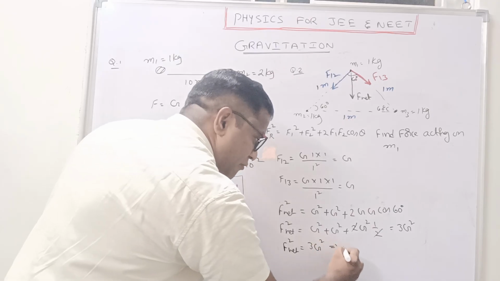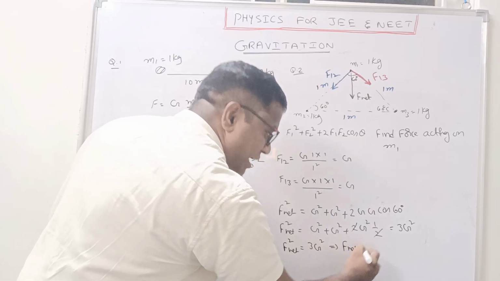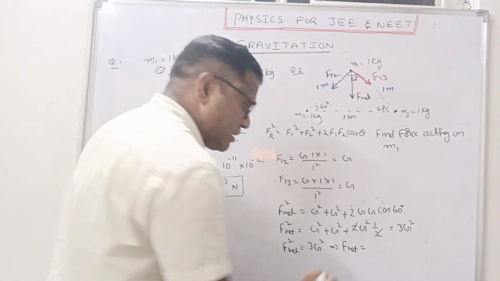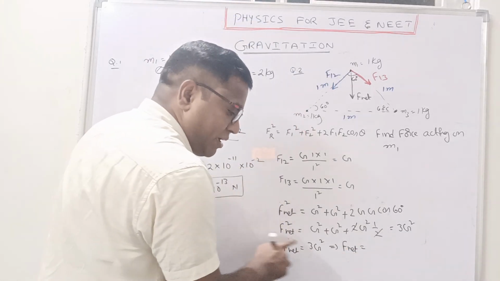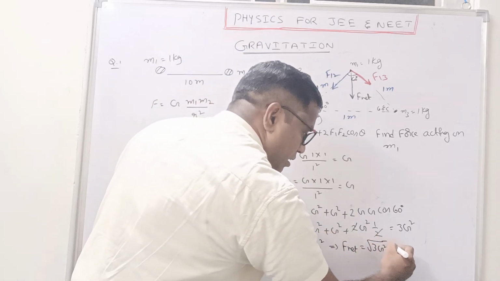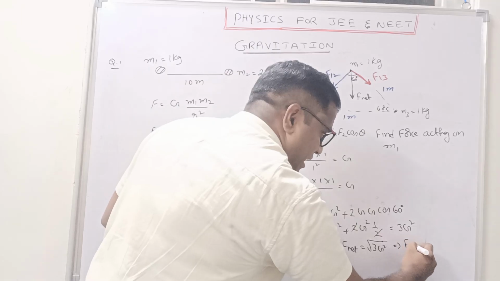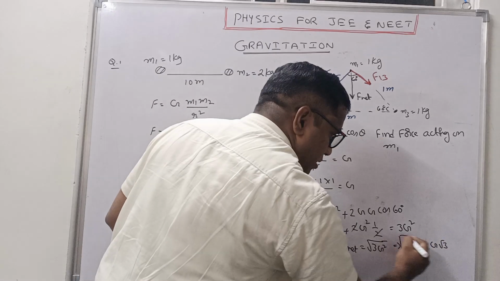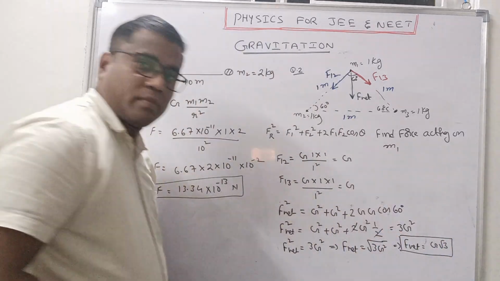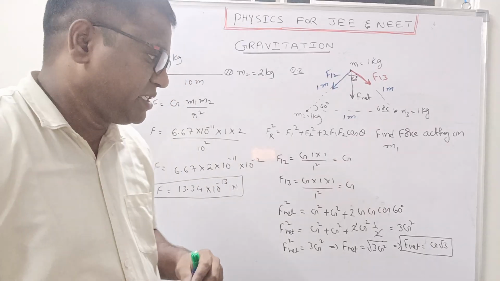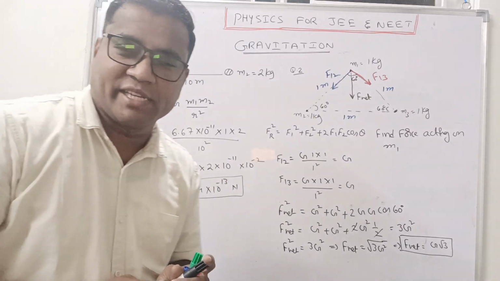That implies I want to find out the net force, F net I want to calculate. So F net can be written as, here I am removing the square, I will get root of 3G square. So here F net can be written as G root 3. How much are you getting? F net is equal to G root 3. I hope you are understanding, right?